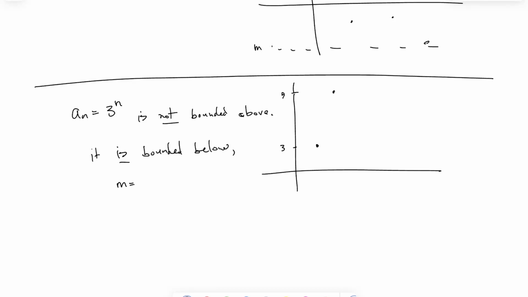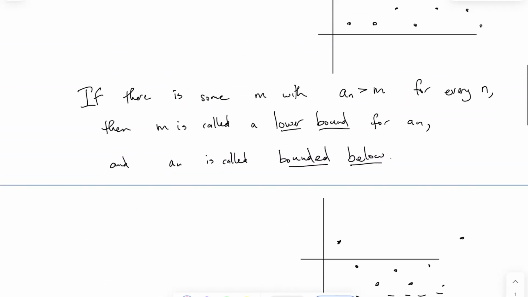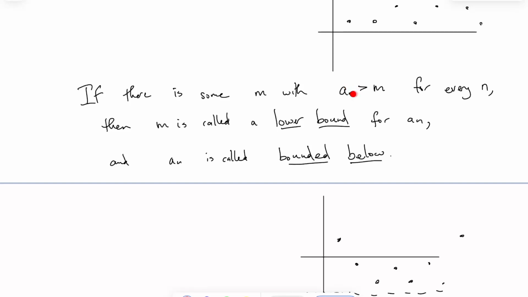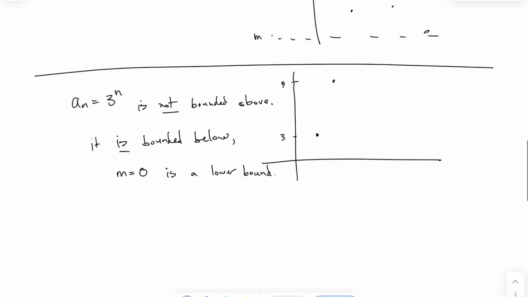He said m equals 0 is a lower bound because 3 to the n is always more than 0. But it's also always more than 1 or 2. You could choose any number less than 3. 3 itself does not count as a lower bound because technically in the definition that I gave here, it has to be strictly greater, and the first term is not greater than 3. So you can't use just straight up 3 as your lower bound. It has to be some number less than 3. It could be negative a million if you want to, because it's less than 3. Great.